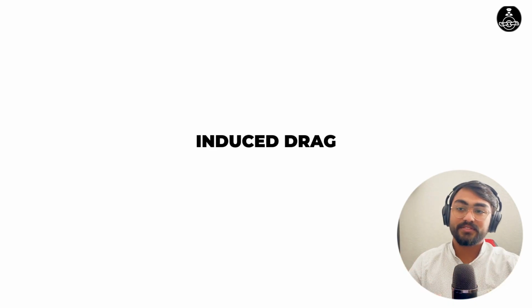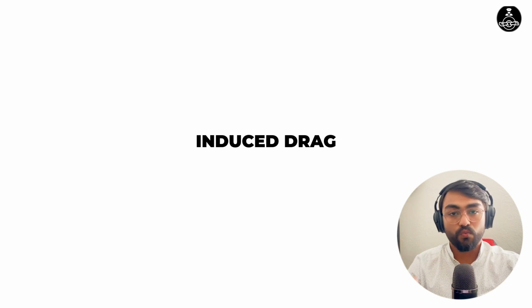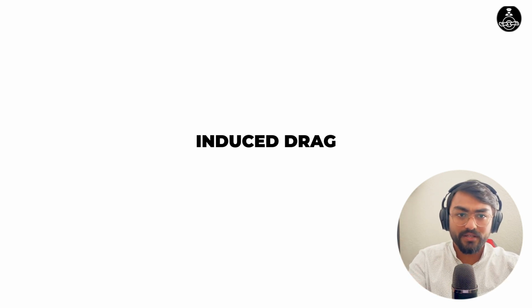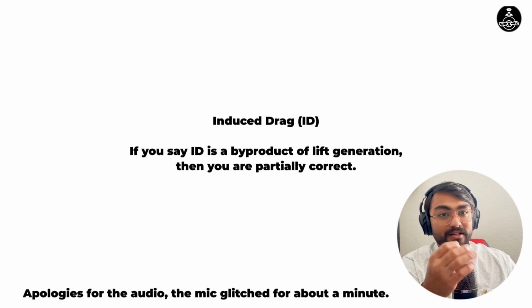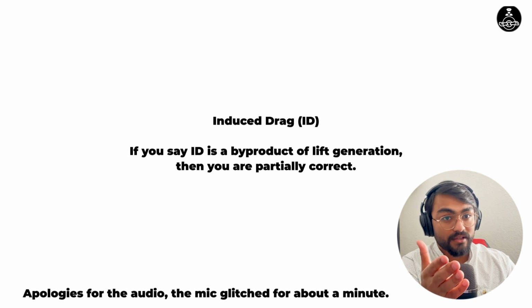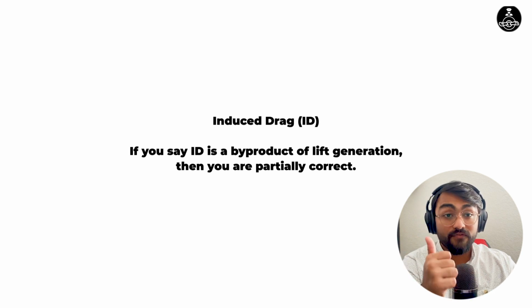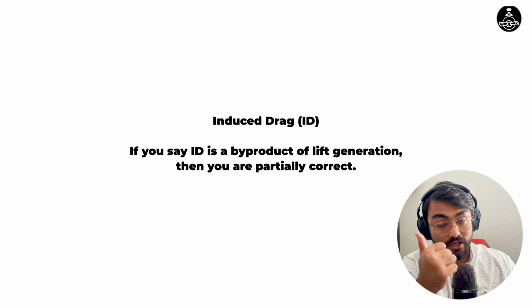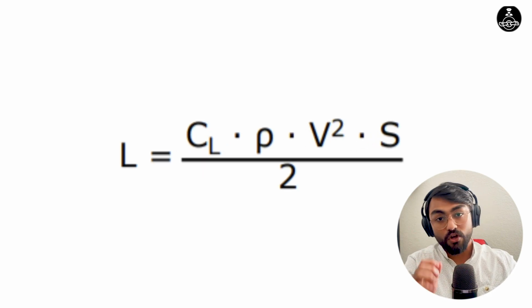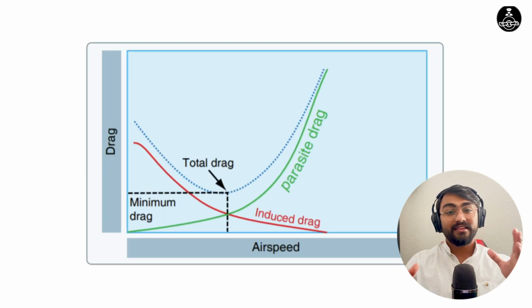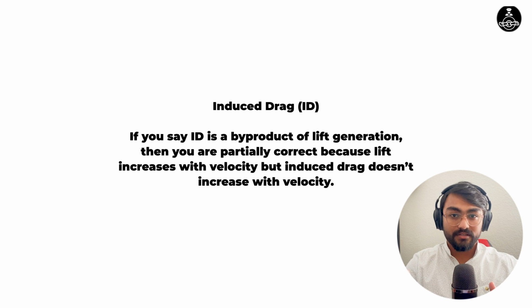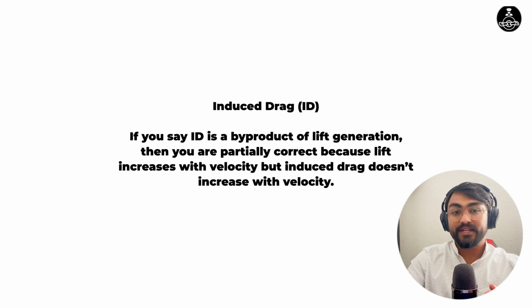Induced drag, as the name suggests, is induced whenever angle of attack is increased to increase lift. This is not the same as saying it is a byproduct of lift generation, because you generate lift even when you increase velocity, but that does not increase induced drag. You should know this because lift can be increased using velocity according to this equation, but induced drag does not increase with increase in velocity according to this graph. Hence, saying that induced drag is always a byproduct of lift would be incorrect.